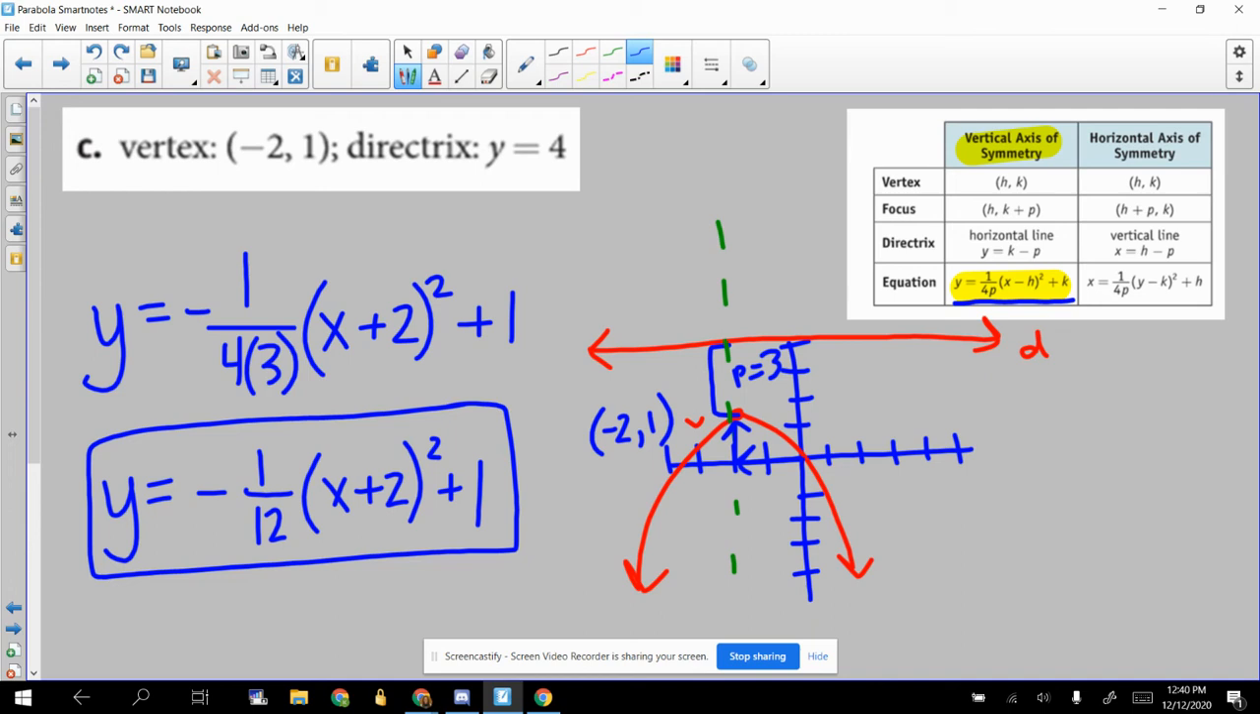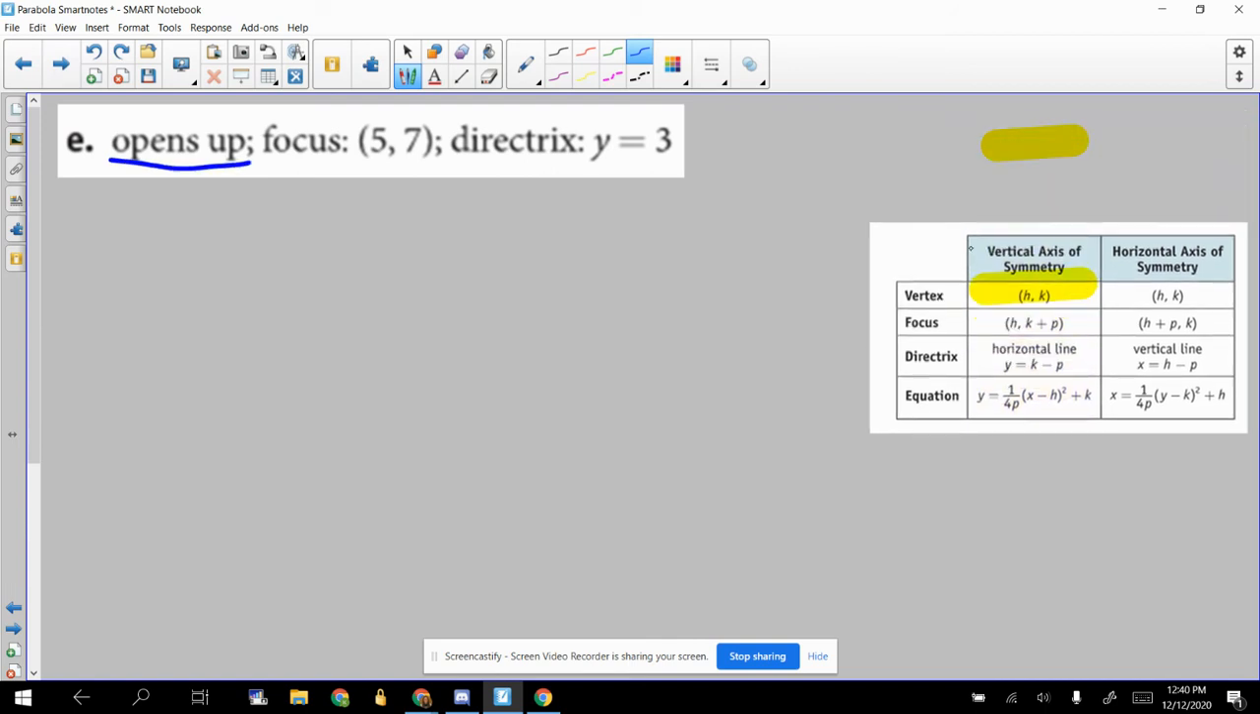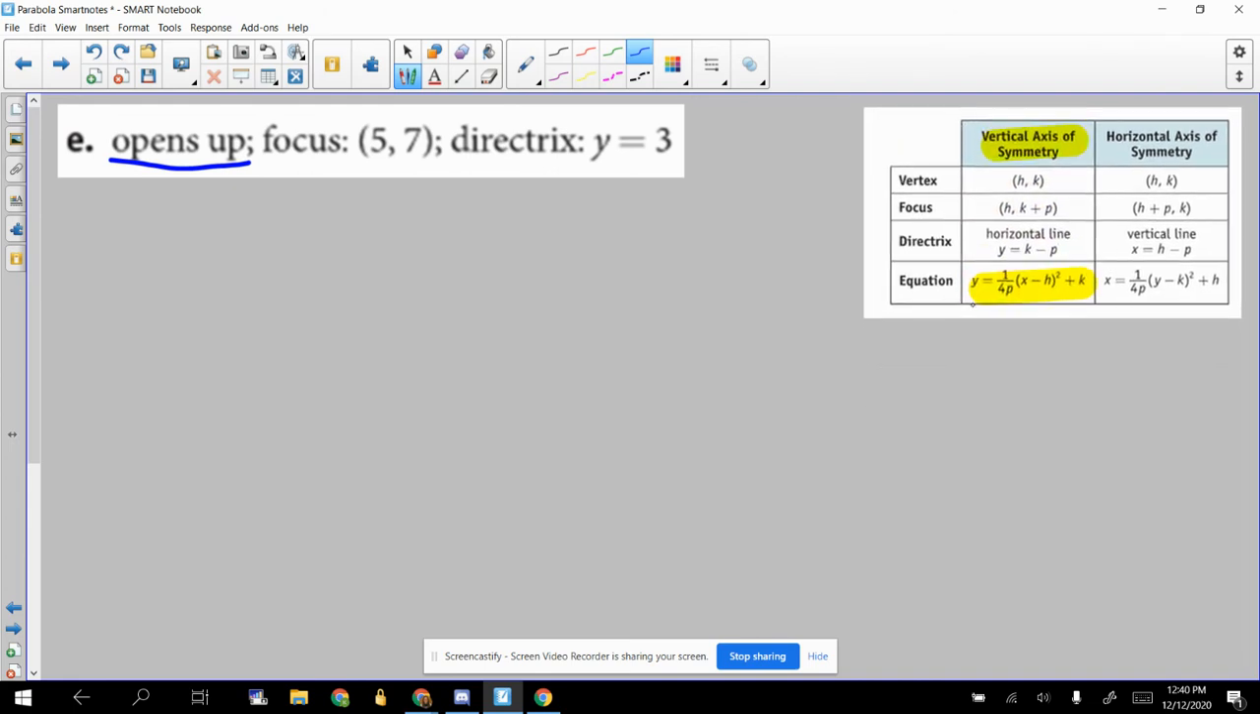All right, awesome. Let's go ahead and try one more here. And this one is part E on page 161. So this one tells us that it opens up. So as soon as it tells you it opens up or down, you know it's going to have a vertical axis of symmetry. So that's why we know, again, we're working with this. Like I said, tomorrow's video will focus on the horizontal axis of symmetry, which is when your parabola opens left or right. Okay. So this one opens up, so right away we know it's going to be a y equals. It has a focus of 5, 7 and a directrix of y equals 3.